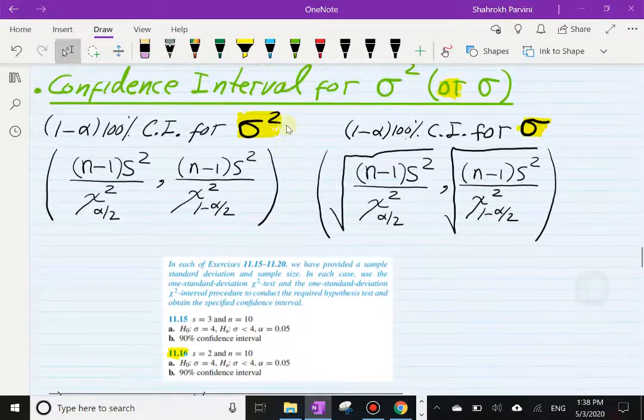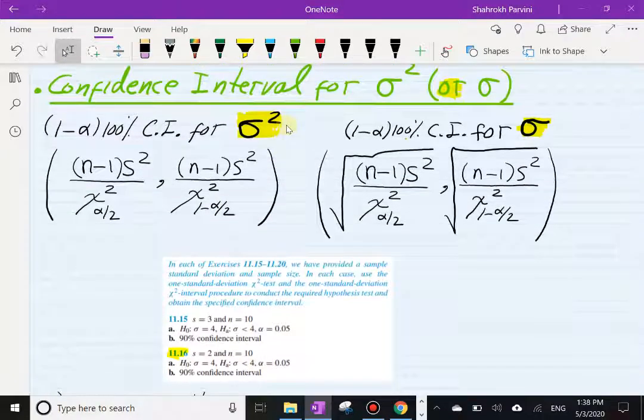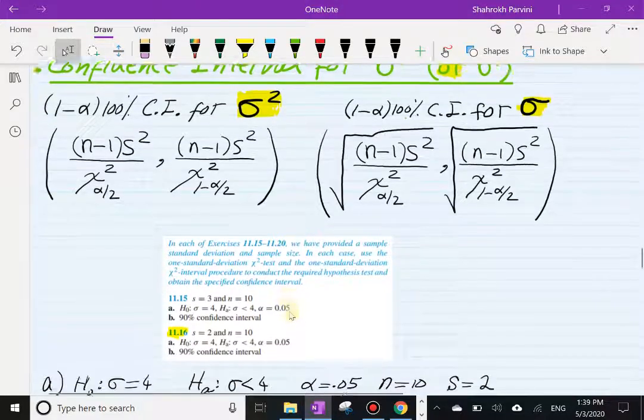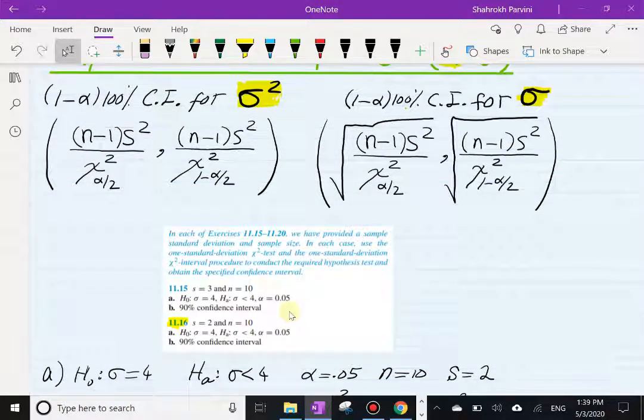So in this exercise, I want to do number 16. In exercise number 16, up here in blue, it reads, we have provided a sample standard deviation and sample size. In each case, use the one standard deviation chi-square test and the one standard deviation chi-squared interval procedure to conduct the required hypothesis test and obtain the specified confidence interval. So number 15, you might want to try that once we're done with number 16. In number 16, I've written the specifics here for you. We want to test the hypothesis that sigma, notice we're testing a hypothesis about sigma, but all our theoretical work is off of sigma squared.